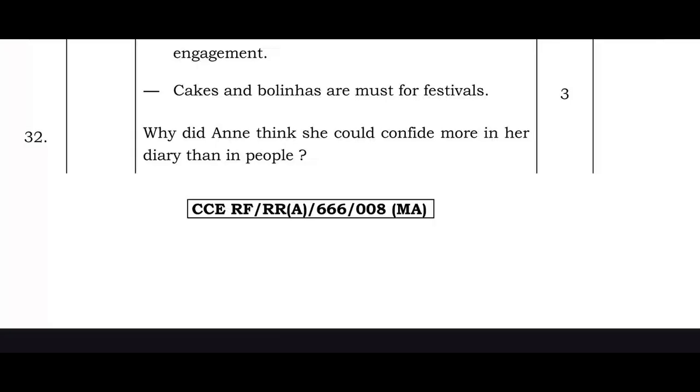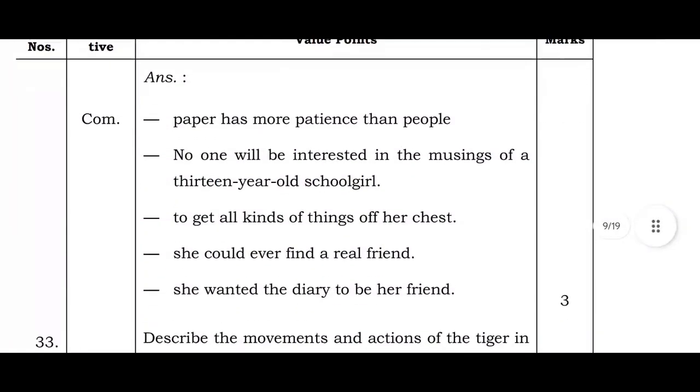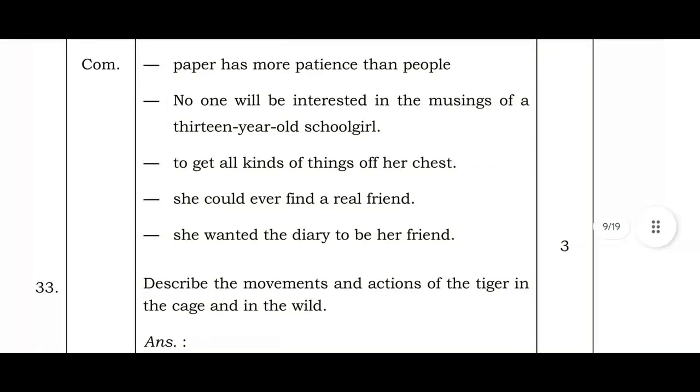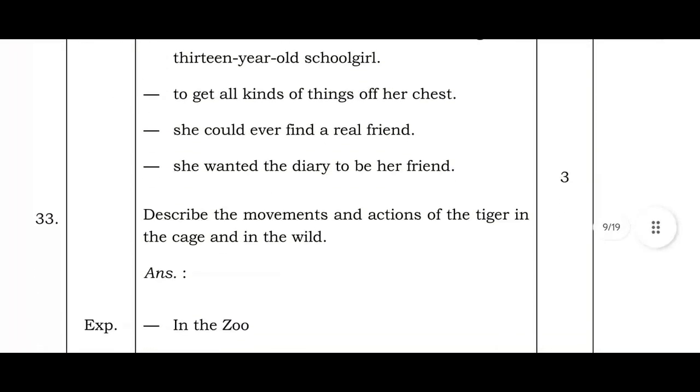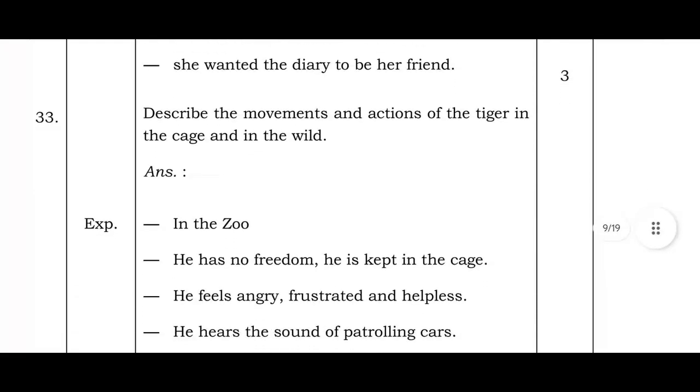32nd. Why did Anne think she could confide more in her diary than in people? Paper has more patience than people. No one will be interested in the musings of a 13-year-old schoolgirl. To get all kinds of things off her chest, she could never find a real friend. She wanted the diary to be her friend.